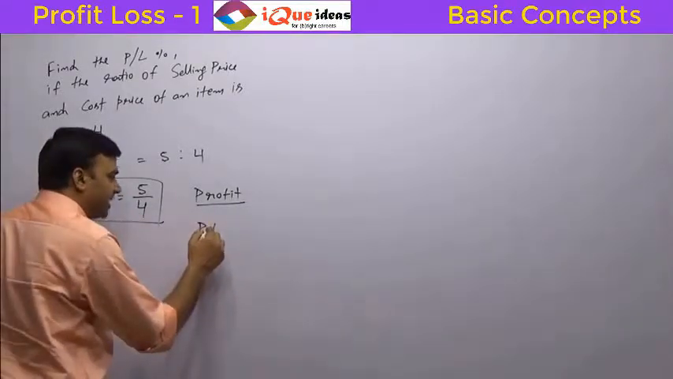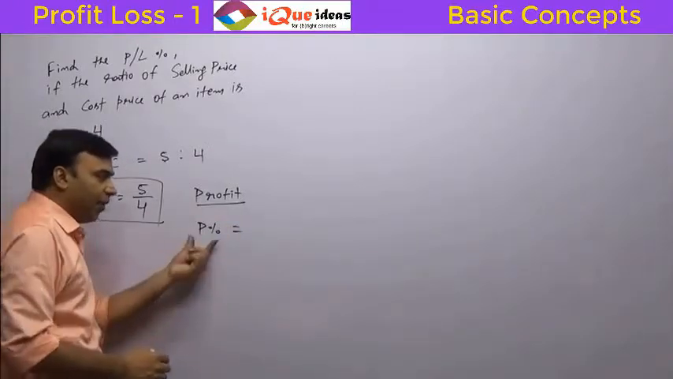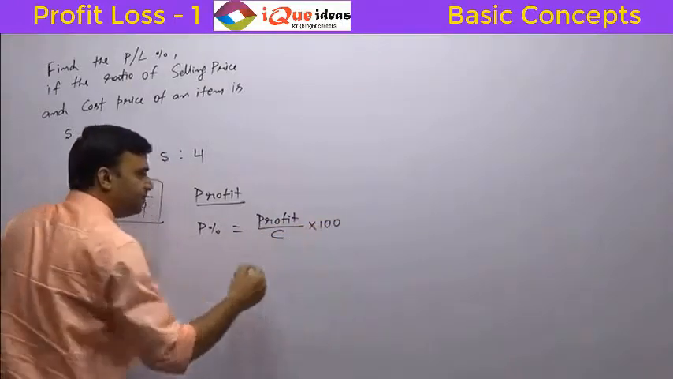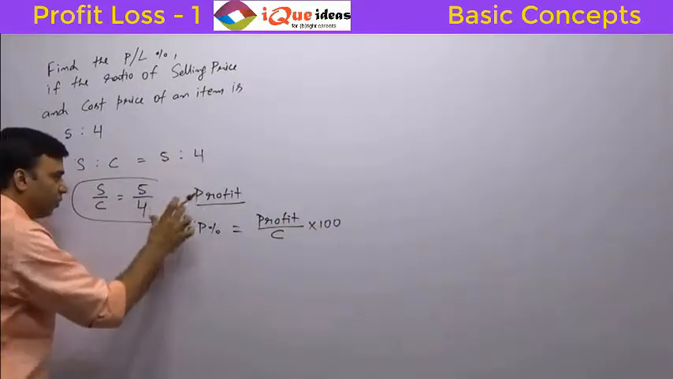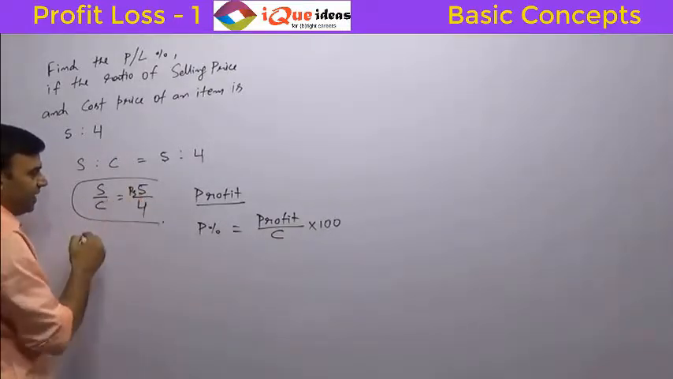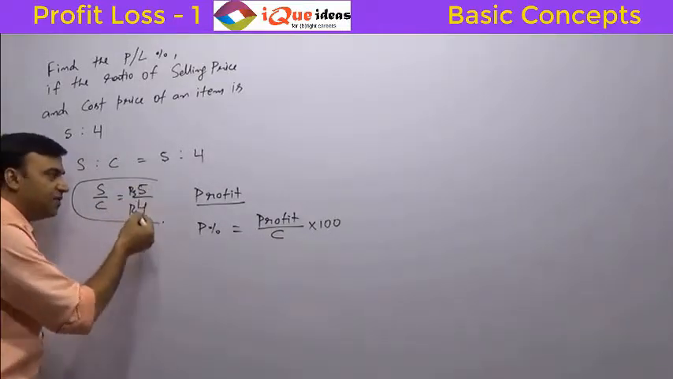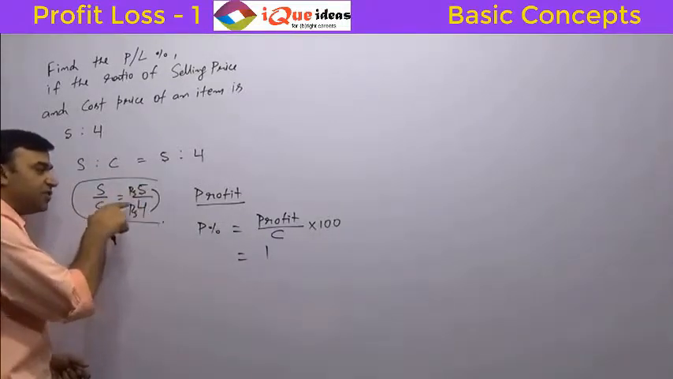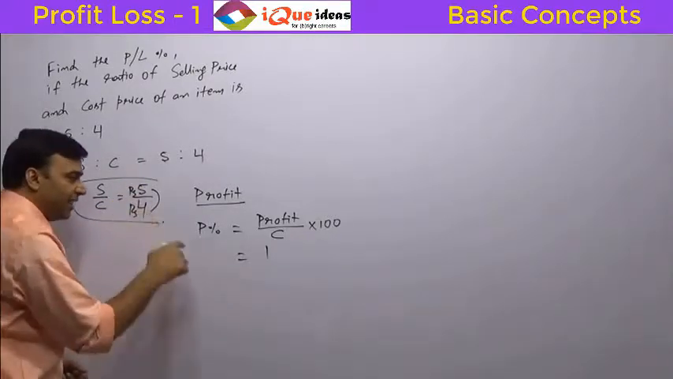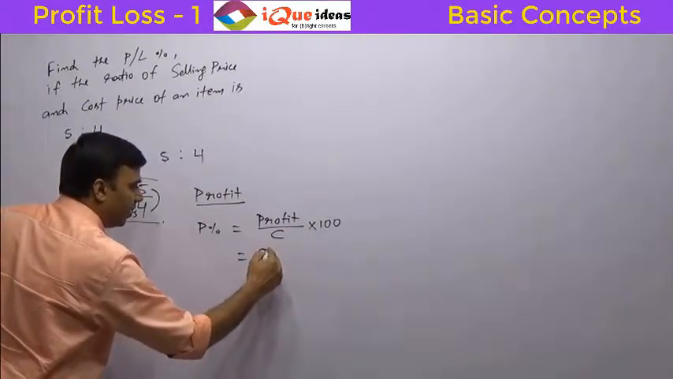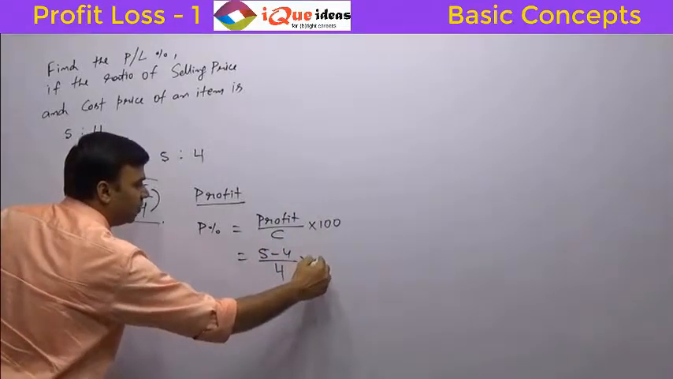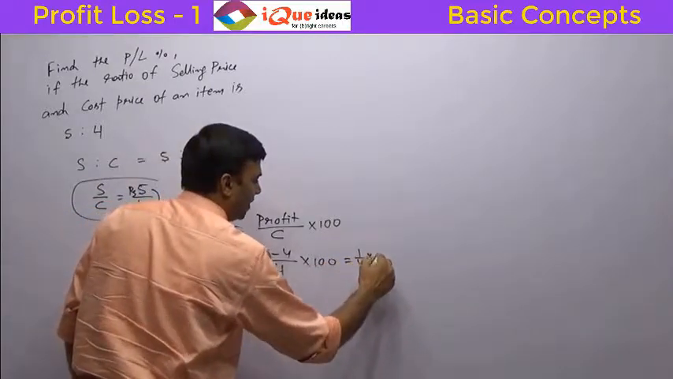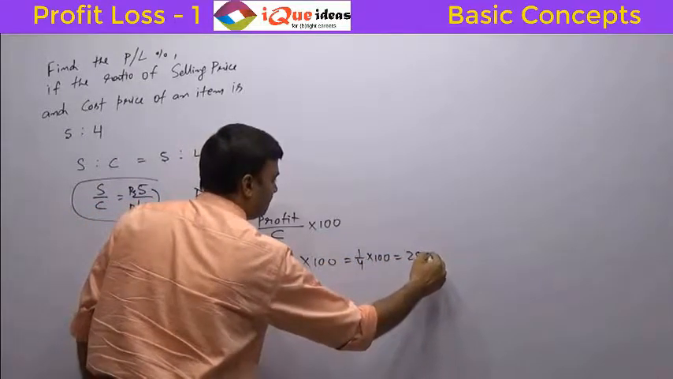But can we find the profit percentage from here? Let's see how. Remember, profit percentage is profit value divided by cost price into 100. So if I assume selling price to be 5 rupees and cost price to be 4 rupees, taking the values given in the ratio as the actual values, there is a profit of 5-4, that is 1 rupee, divided by cost price, that is 4, into 100. This you can directly utilize. So it is 1/4 into 100, which is 25% profit.